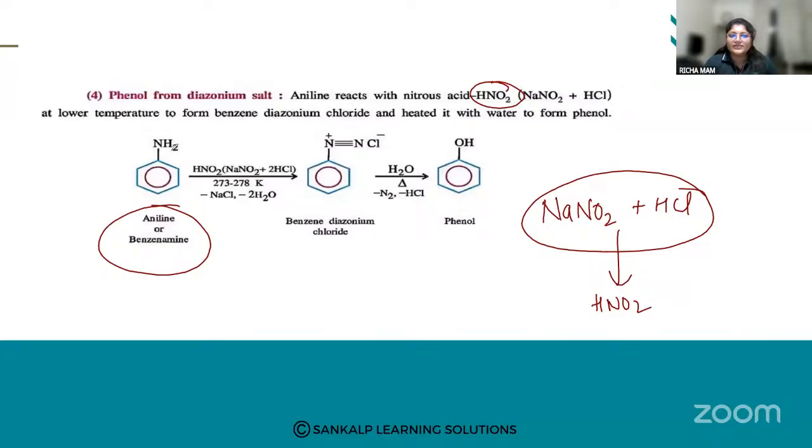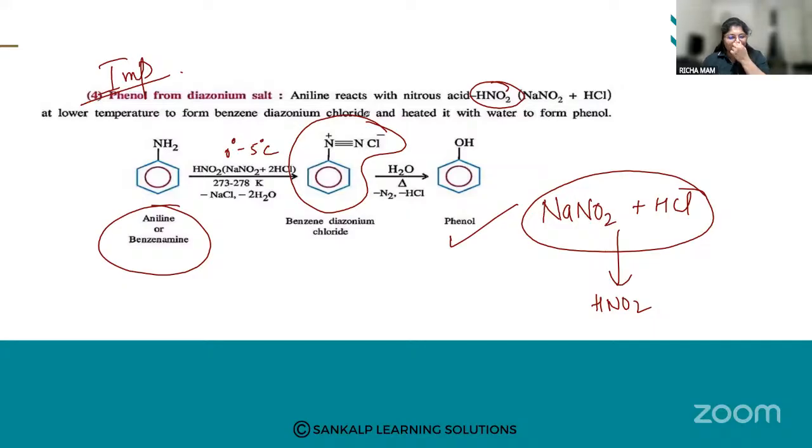This nitrous acid will react with aniline at 273 to 278 Kelvin, that is 0 to 5 degrees Celsius, and I am going to get benzene diazonium chloride. The temperature is very low and you have to maintain it. If you don't maintain this temperature, you're not going to get benzene diazonium chloride. Then I'm going to heat it with water and I'm going to get phenol. Very, very important, mark this also important: the preparation of phenol from diazonium salt.